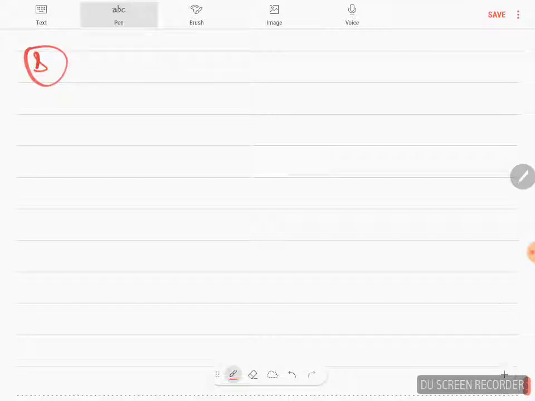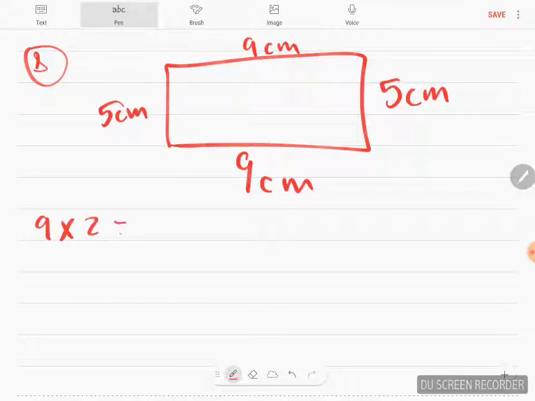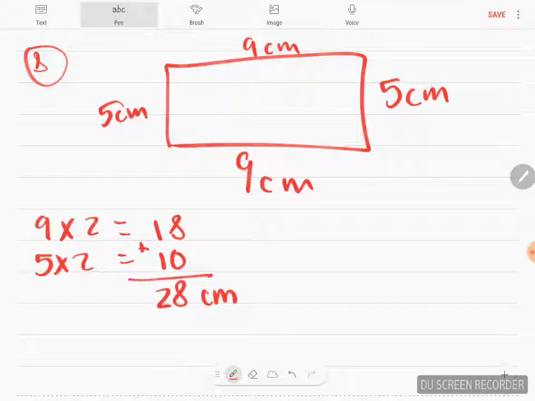Number 8, we have a rectangle. We have 5 centimeters and we have 9 centimeters. It says find the perimeter. Well, this is really simple. When we're dealing with the perimeter, we know that if this side is 9 centimeters, then this side is 9 centimeters. And if this side is 5 centimeters, then this side is 5 centimeters. So I can take 9 times 2. 9 times 2 is 18. I can take 5 times 2. 5 times 2 is 10. I add those two together, I get 28 centimeters.